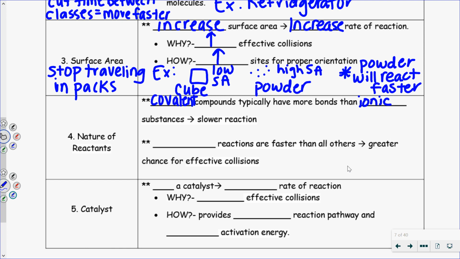Another thing about the nature of reactants is that aqueous reactions, those that are in solution, in water, remember that means in water, are going to react faster than all others, because when you put something into water, it's going to dissociate or break up, so there is a greater chance for effective collisions. So the type of reactant you have, or the nature of that reactant, whether it's covalent or ionic, or if it's in water, is also going to affect how fast it reacts.